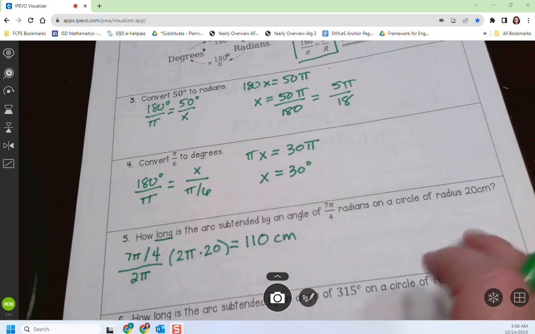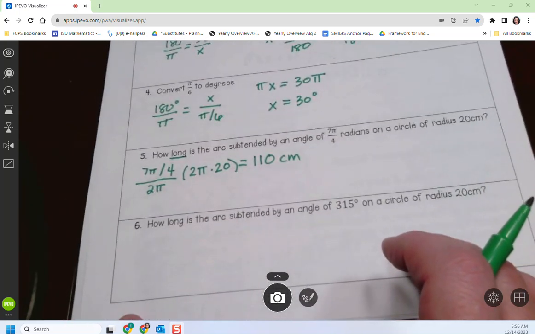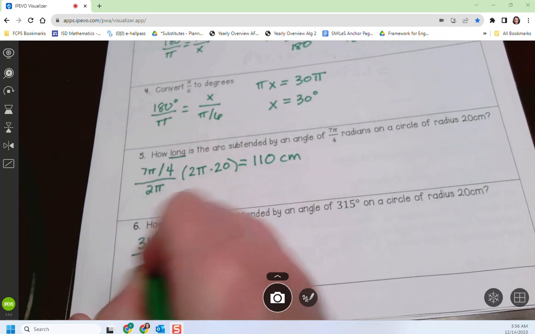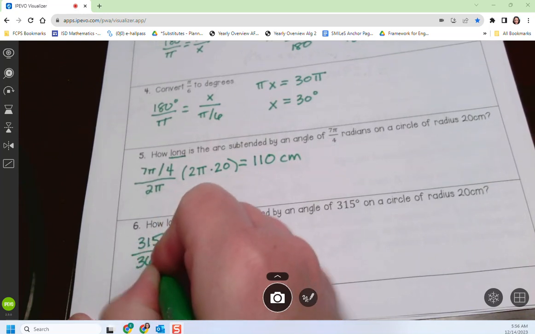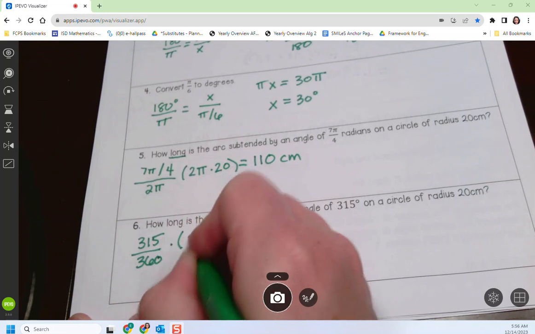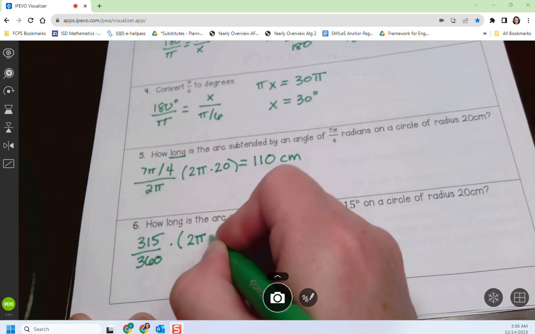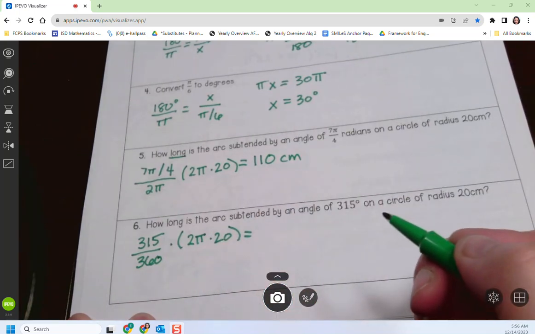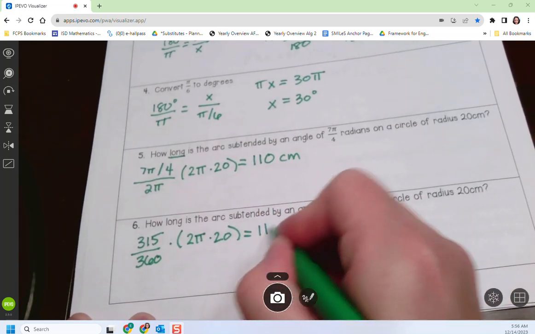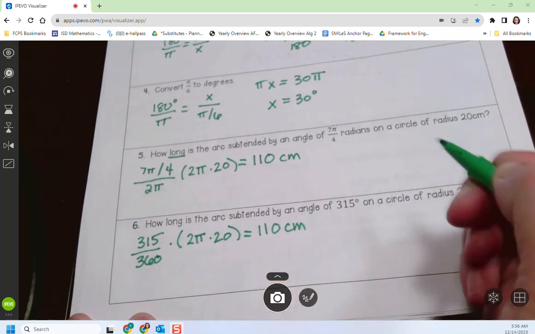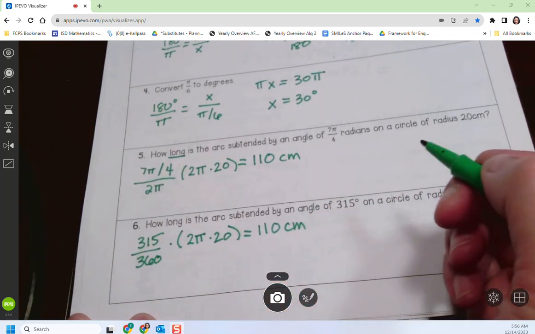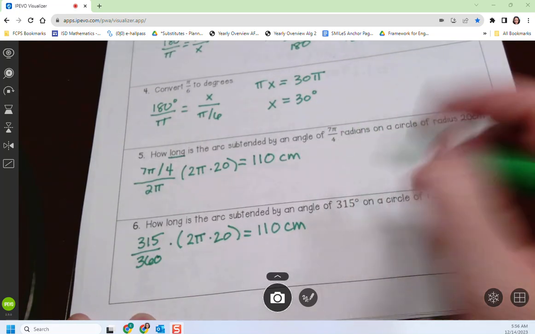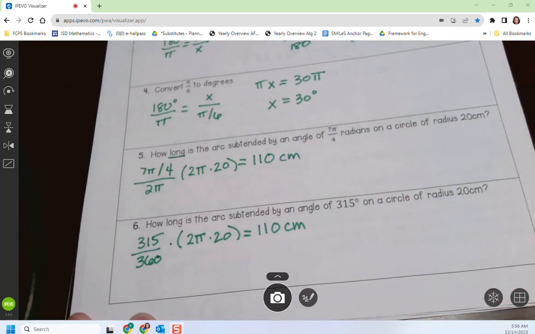Okay, the next one is asking you to do the same problem but with degrees. So just a reminder, 315 degrees out of 360 times 2 pi times 20. And when you do that, you're going to get the same exact answer, which to 3 sig figs is 110 centimeters. And that does lead you to believe that perhaps 7 pi over 4 is the same as 315 degrees.